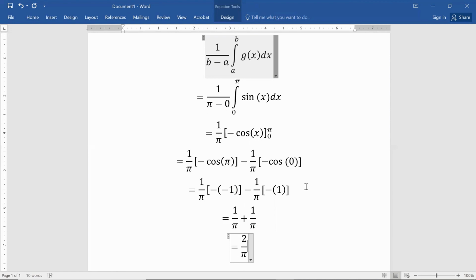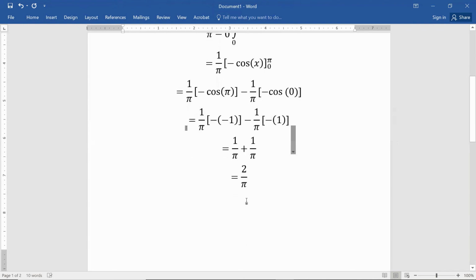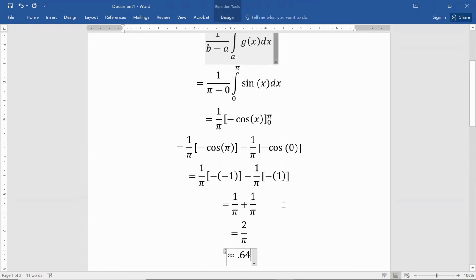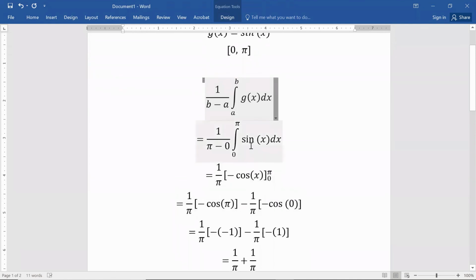If Moodle asks you to round that to 2 decimal places, you would write 0.64. And there you go. So 0.64 is the average value of sine of x on the interval from 0 to pi. Calculus, therefore, gives us a really nice, efficient way to find average value of a function.